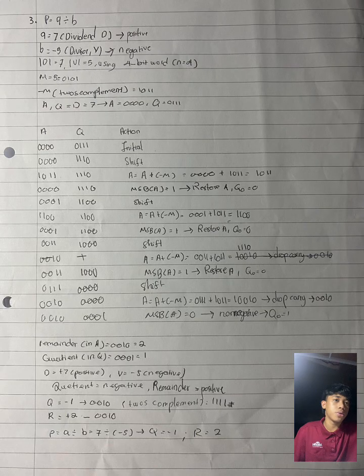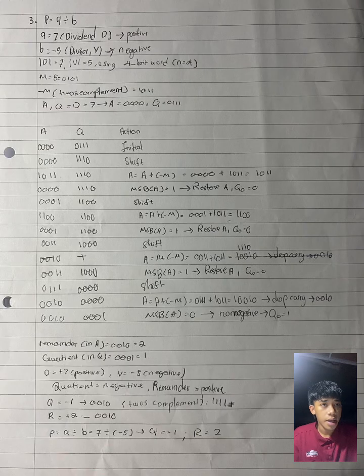Then for cycle 2, just shift left. Every cycle we just shift. So don't forget to shift left, and A becomes 0011, and Q becomes 100 question mark. And the question mark here means you can put a question mark or you can put 0.